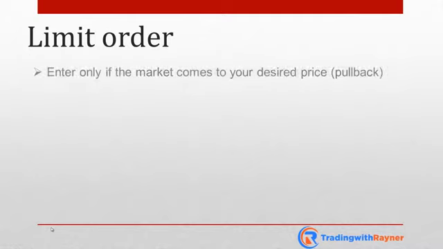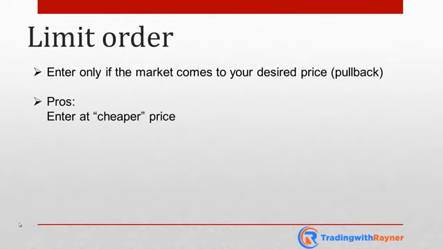A limit order, on the other hand, is you enter only if the market comes to your desired price level. Let's say Apple shares are trading at $120. You think that it's too high. I don't want to pay $120 for Apple shares. What you can do is use a buy limit order and put it at, let's say, $100. So this means that if Apple shares come down to $100, only then will you get filled on the trade.